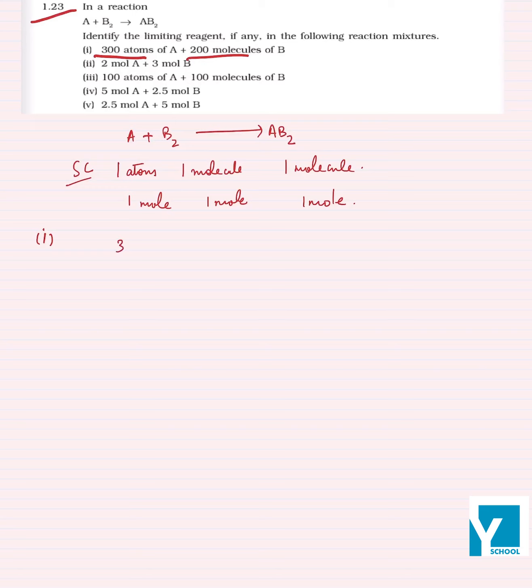300 atoms जो हैं बच्चे वो किससे combine कर रहे हैं? A के वो combine कर रहे हैं 200 molecules of B2 से, ठीक है। अब देखो स्टोकियोमेट्री ये कह रही है कि एक एटम ए का कंबाइन करता है एक मॉलिक्यूल से। सो 300 एटम्स को कितने मॉलिक्यूल चाहिए होंगे B2 के?